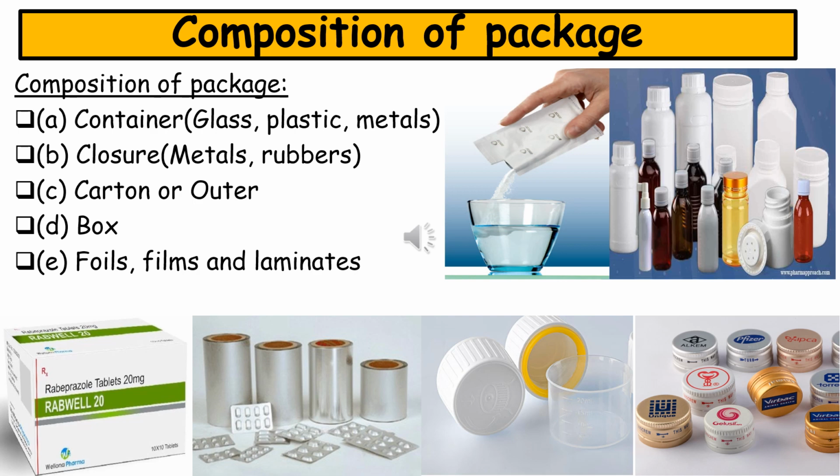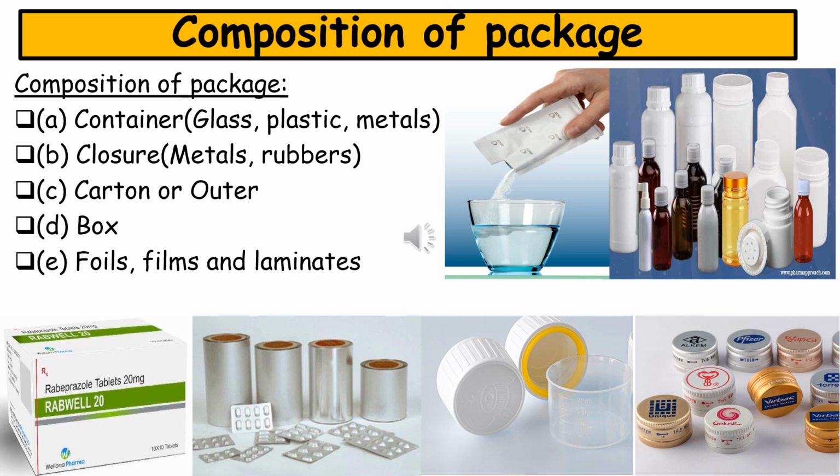Composition of package. Package comprises container, closures, cartons, boxes, foils, films and laminates. Container is the one which holds the product or medicines and it is in direct contact with the medicine. Examples of containers are glass or plastic bottles, vials, ampoules, strips, blisters, sachets, droppers, collapsible tubes, etc. And closure is a stopper, lid or cap which seals the container to avoid expulsion of contents from the container and also to protect the contents of the container from harmful environmental conditions.